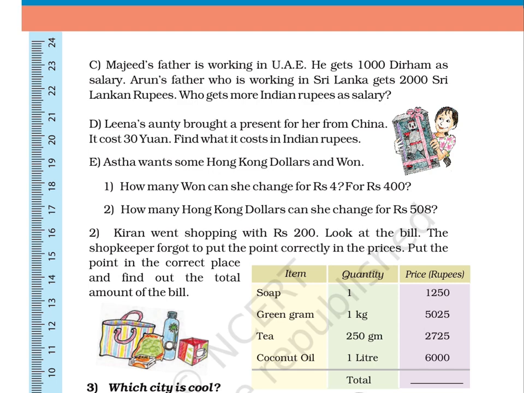He gets 1,000 dirham as salary. Arun's father, who is working in Sri Lanka, gets 2,000 Sri Lankan rupees. Who gets more Indian rupees as salary? D. Leena's auntie brought a present for her from China. It cost 30 yuan. Find what it costs in Indian rupees.